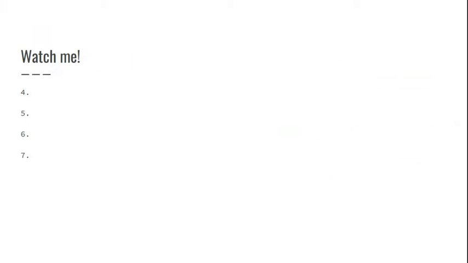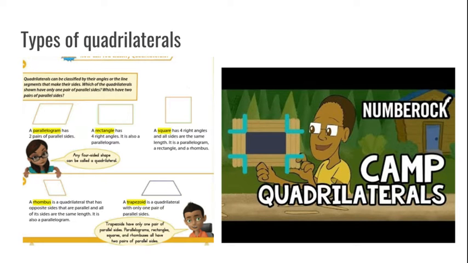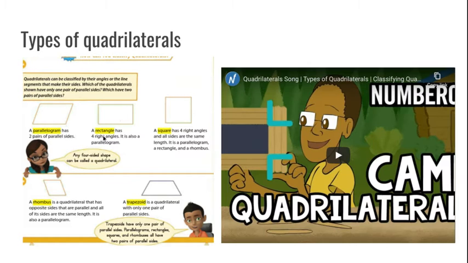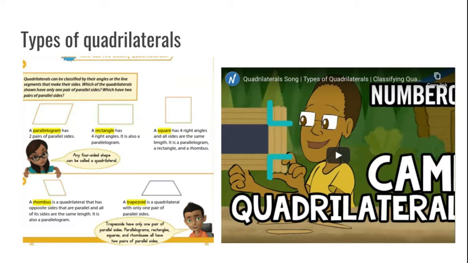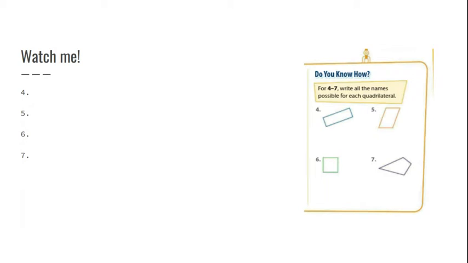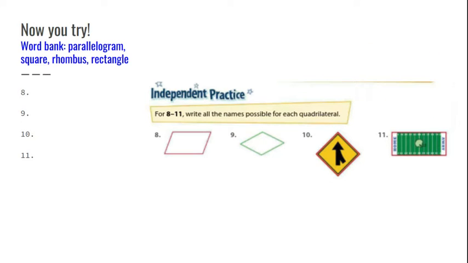Yesterday we talked about quadrilaterals and the different types. We talked about parallelograms and parallel lines and rectangles and squares and rhombuses and trapezoids. If you missed that, please go back and review. It's always important that you try to review if you lose track.